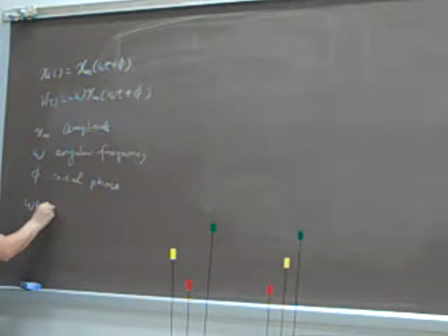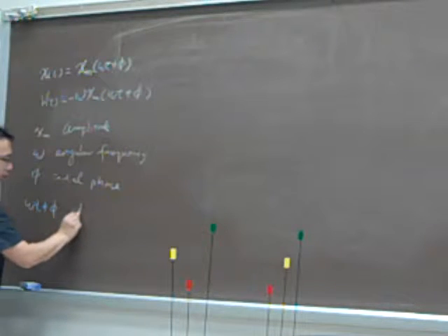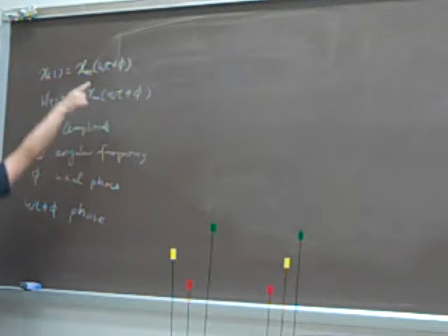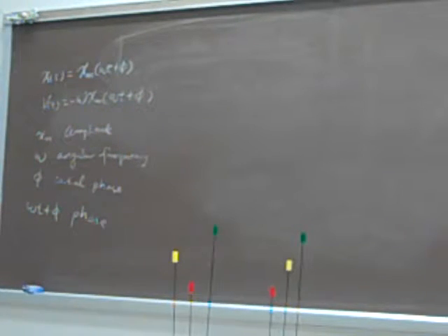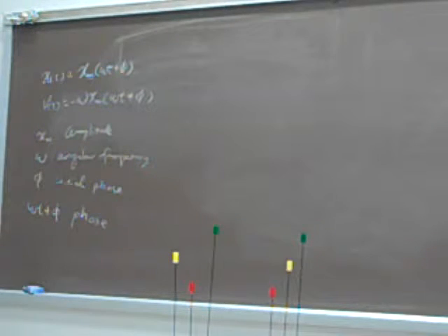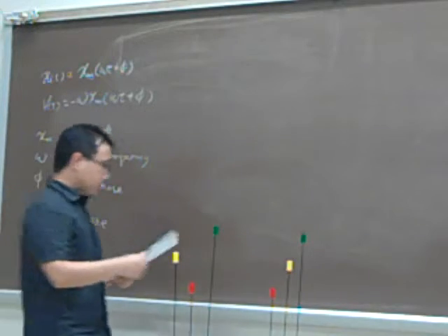What is omega t plus phi? That's the phase. Phase is the argument in the sine or cosine function. Phi is the initial value of the phase if you put t equals 0. And this is called the angular frequency, and this is called the amplitude. You need to know what we mean by these quantities.